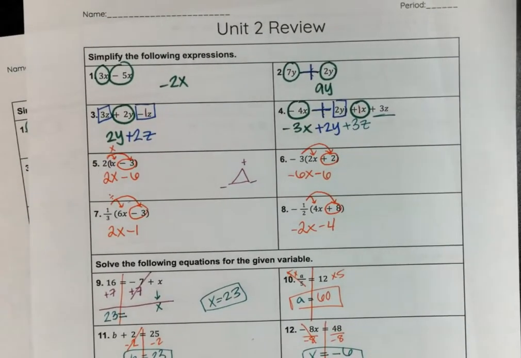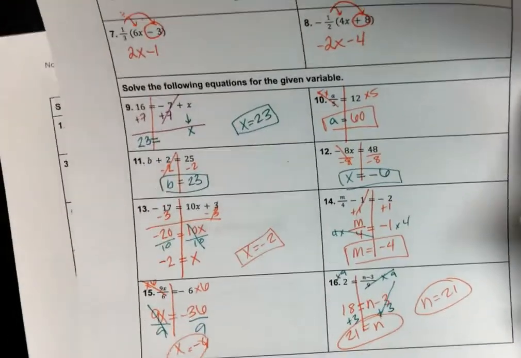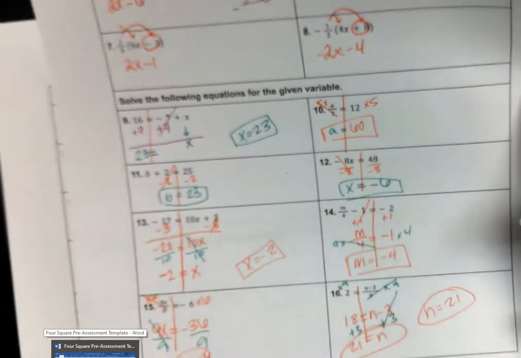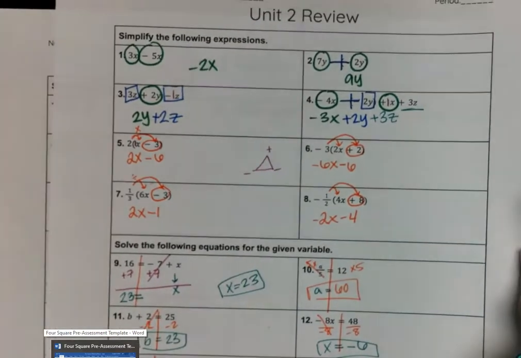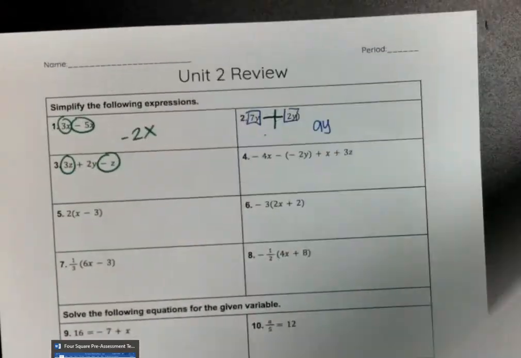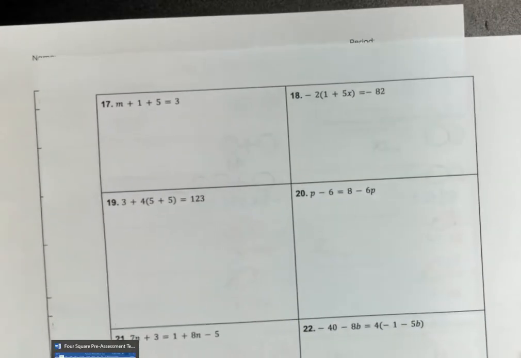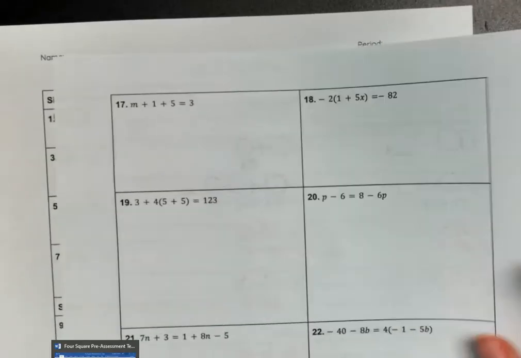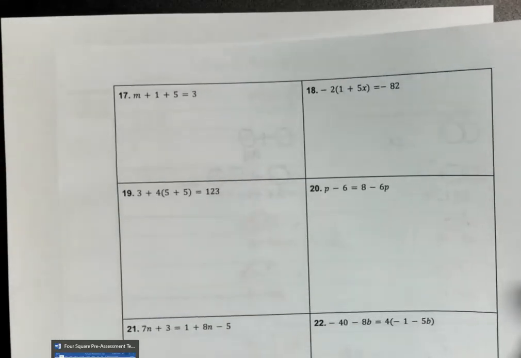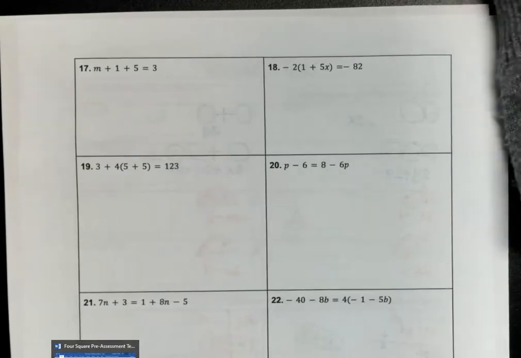So the first video you should have watched has all of this worked out. So if you have any questions on the first page of your review from numbers 1 through 16, watch that video first. This video is going to cover numbers 17 through 23, where it is multi-step equations. So these are the harder solving equation problems.